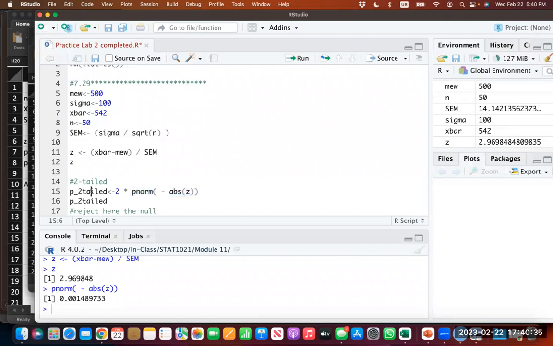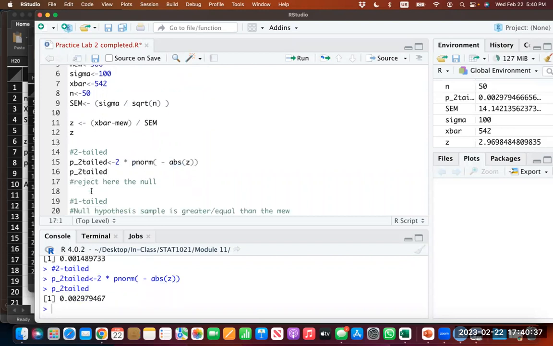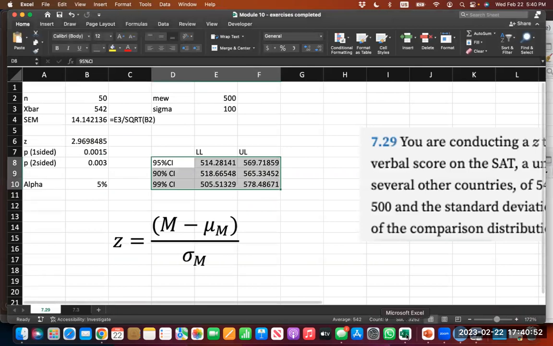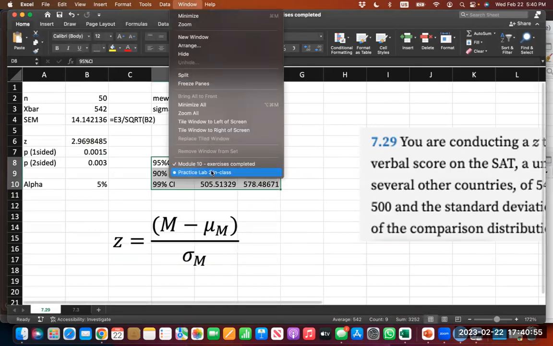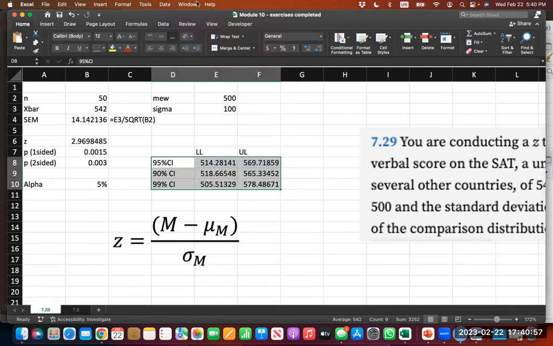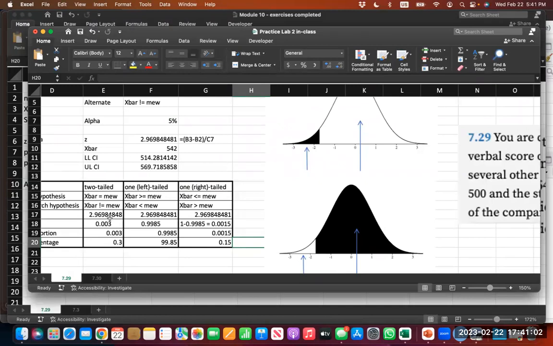So if we have now a p two-tailed, we know this has to be 0.003, that's 0.3%, and that's our two-tailed p-value. It's identical to what we did in Excel, where we calculated our p-value here is 0.03. So it's that set, and this step is replaced by automatically querying it from a normal distribution.